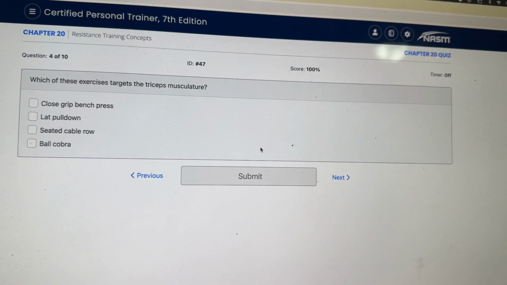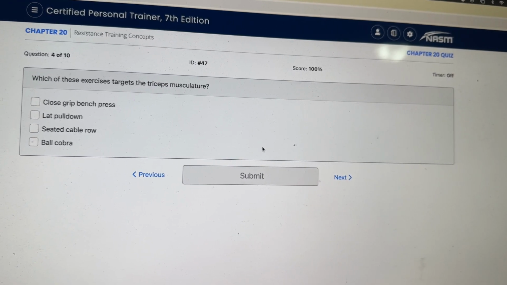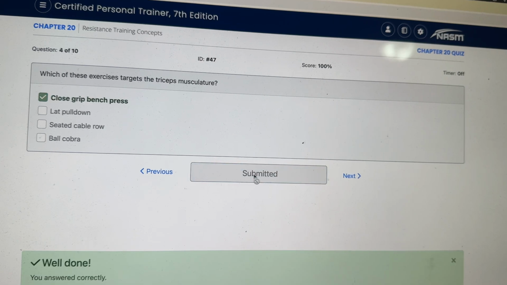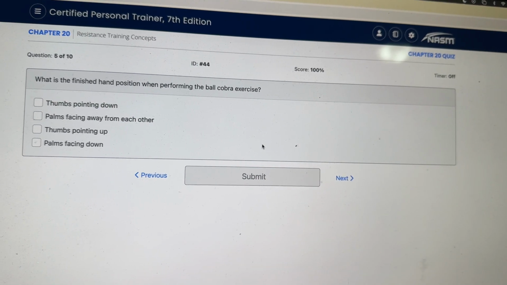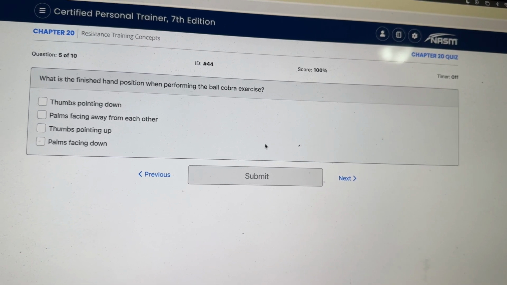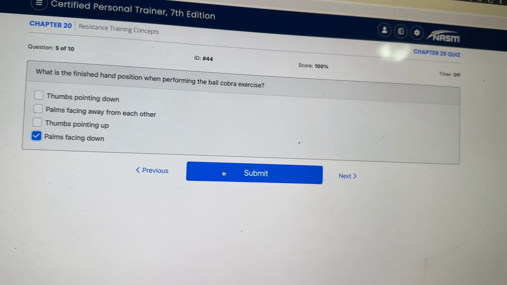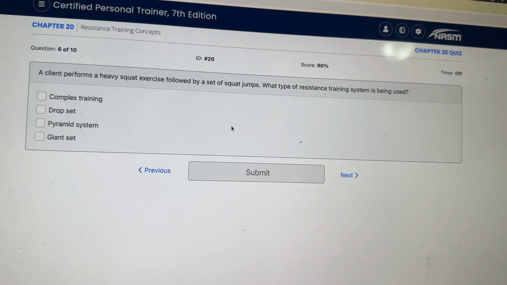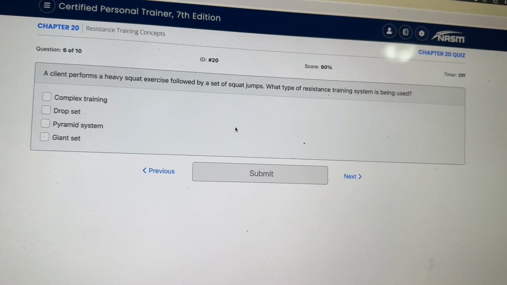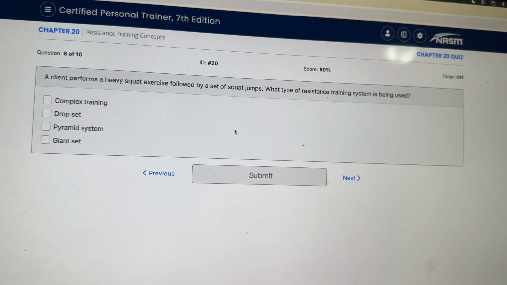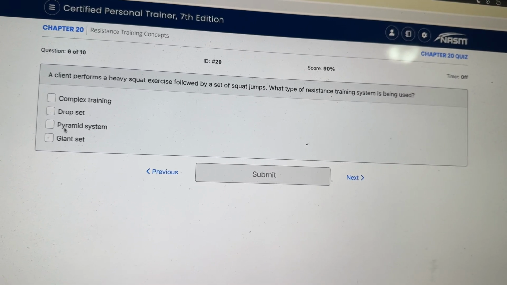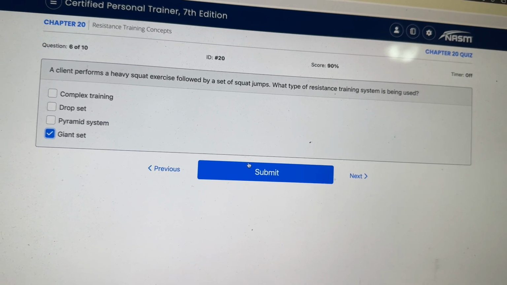Which of these exercises targets the triceps musculature? Closed grip bench press. What is the finished hand position when performing the ball cobra exercise? I think it's palm facing down or thumbs pointing up. Damn it. A client performs a heavy squat exercise followed by a set of squat jumps. What type of resistance training is being used? That's a superset, no? A giant set?